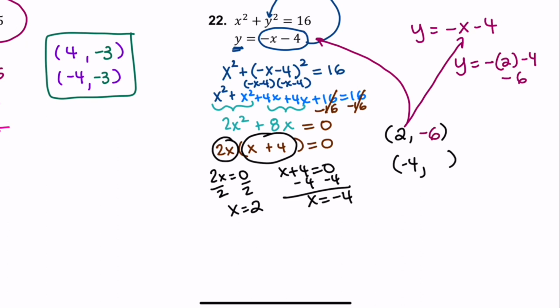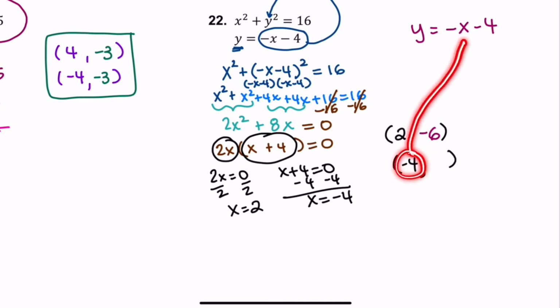I'm going to do the same thing by plugging this negative 4 into the x here. So I'm going to take that negative 4 and plug it in. Negative of negative 4 is a positive 4, minus 4, which gives us 0. So the y is going to equal 0 when the x is equaling negative 4.